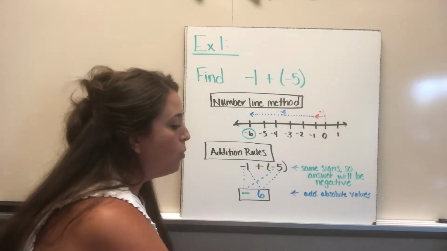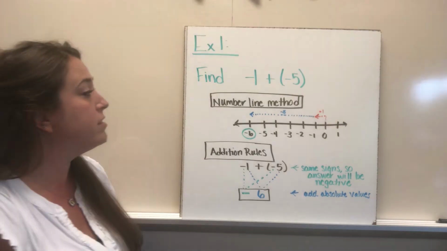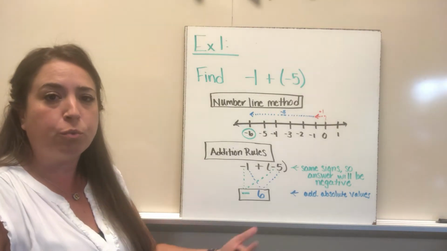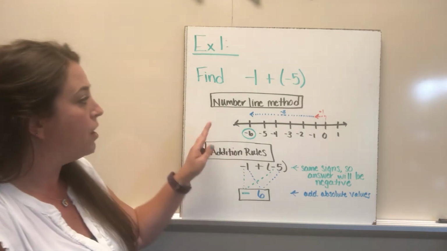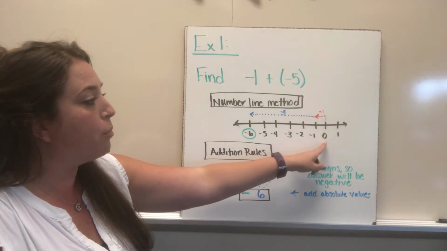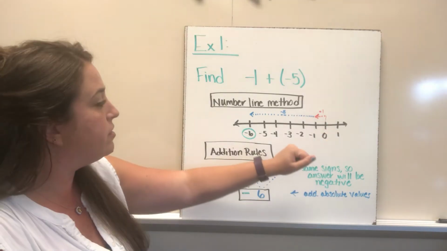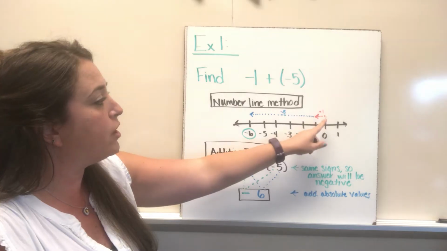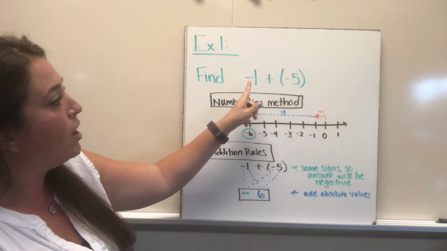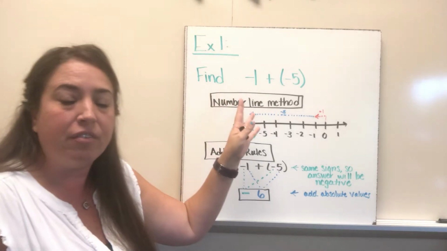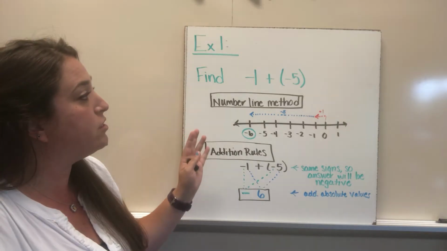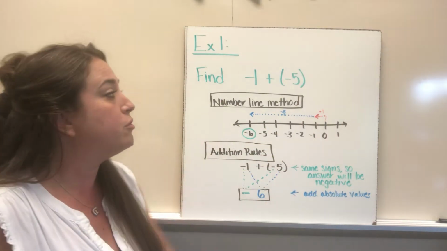Taking a look at example 1, we're going to explore those two methods. Find -1 plus -5. First, we're going to use the number line method. Step 1, draw a number line, including a 0 point, because you'll always want to start at 0. And then draw your first integer. Graph your first integer. So when you're graphing, if it's a negative integer, you're going to move to the left. And if it's a positive integer that you're adding, you're going to move to the right.